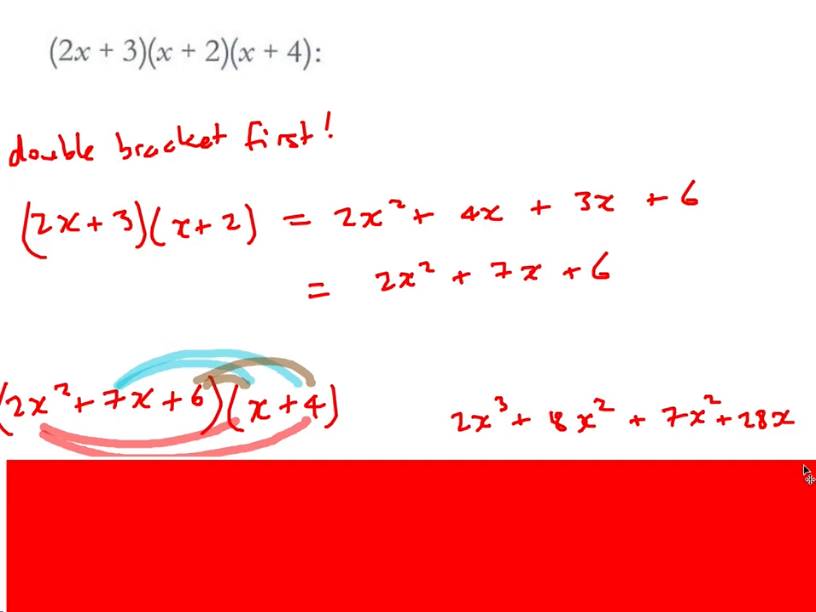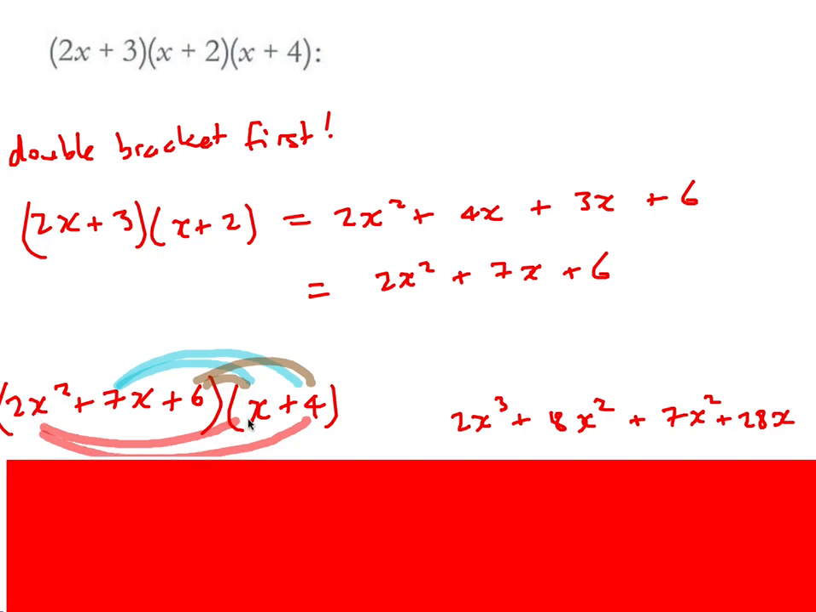And now I've got to do the same thing. So I've now said that this double bracket here is 2x squared plus 7x plus 6. I've still got the x plus 4 hanging around here. I'm now basically going to expand everything, times everything by everything else. We follow the same idea. It's sometimes useful to kind of draw lines to what's multiplying by what. Let's start with 2x squared.